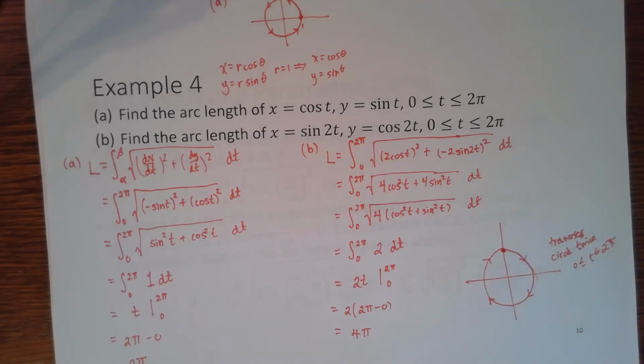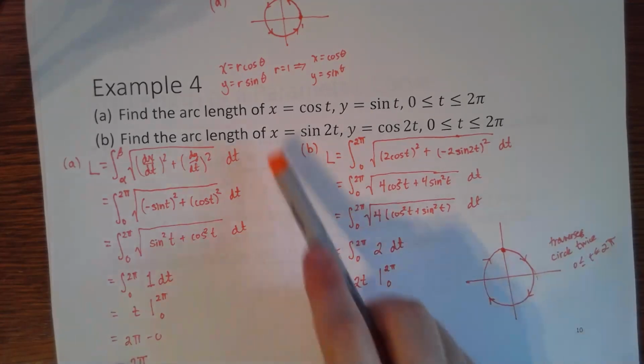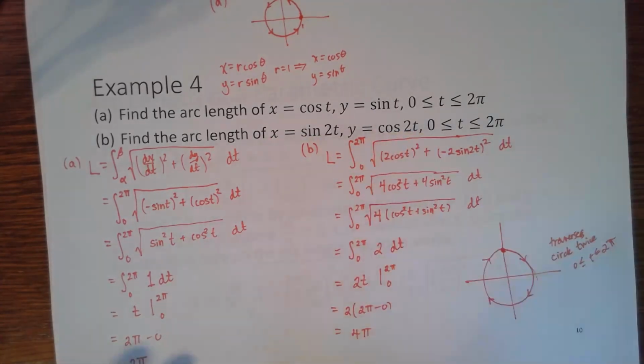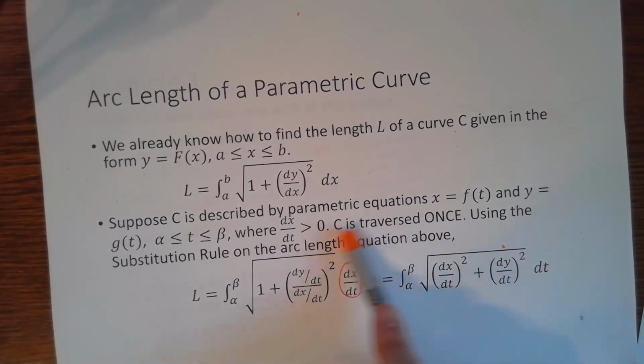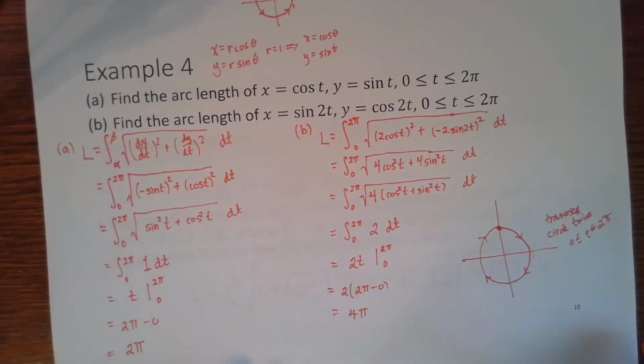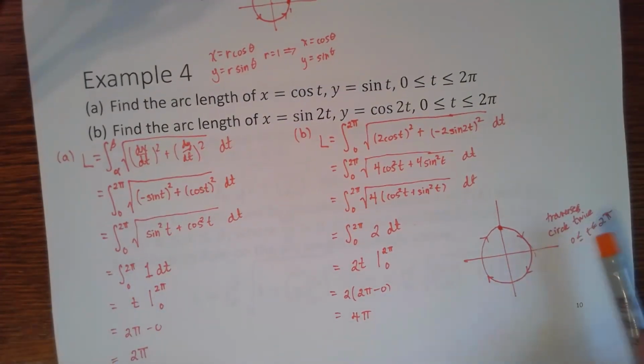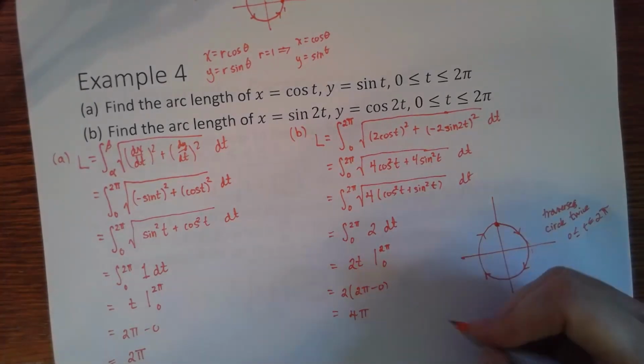Now, if we were just wanting the arc length of the curve associated with these equations, that's why I have emphasized back here, if we just want the length of the curve and not the length of the parametric curve, then we would need to make sure that the curve is only traversed once. And in here, we don't have that. We have it's traversed twice.